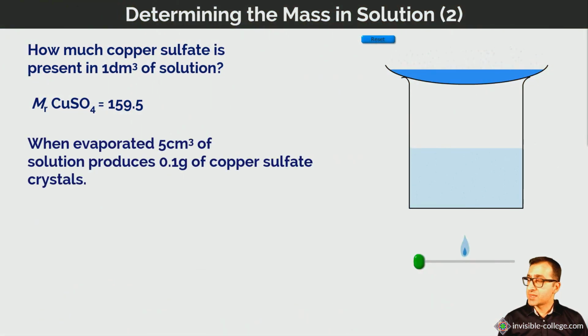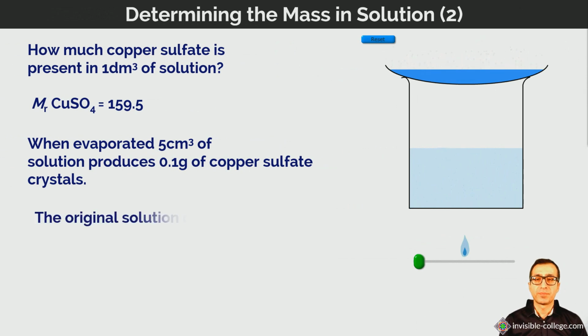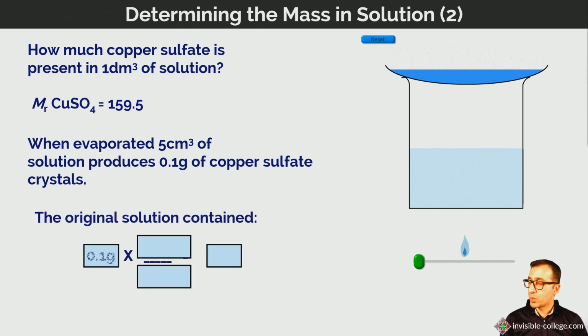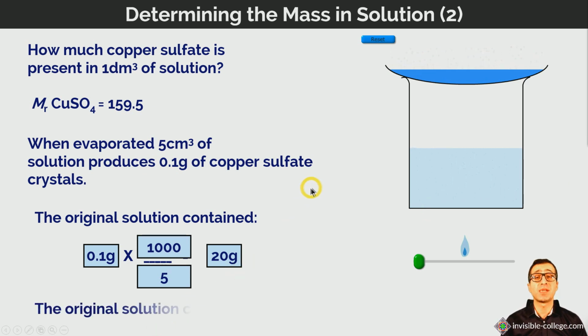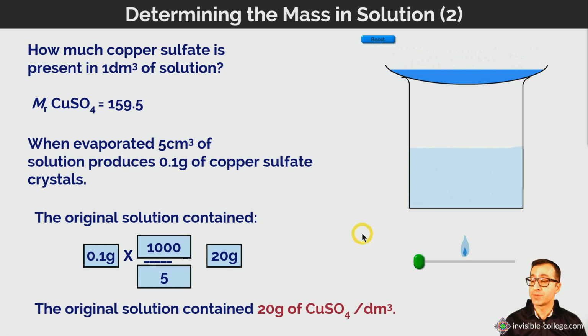So let's take a look at another example. When evaporated, 5 cubic centimeters of solution produces 0.1 grams of copper sulfate crystals. So what was the original concentration in grams per cubic decimeter of the original solution? Again, I'm going to pause here and let you have a go at this one for yourselves. Okay, so here's how you do this one. We have 0.1 grams, and then we multiply that by 1,000 over 5, which gives us 20 grams. So the original solution has a concentration of 20 grams per cubic decimeter.